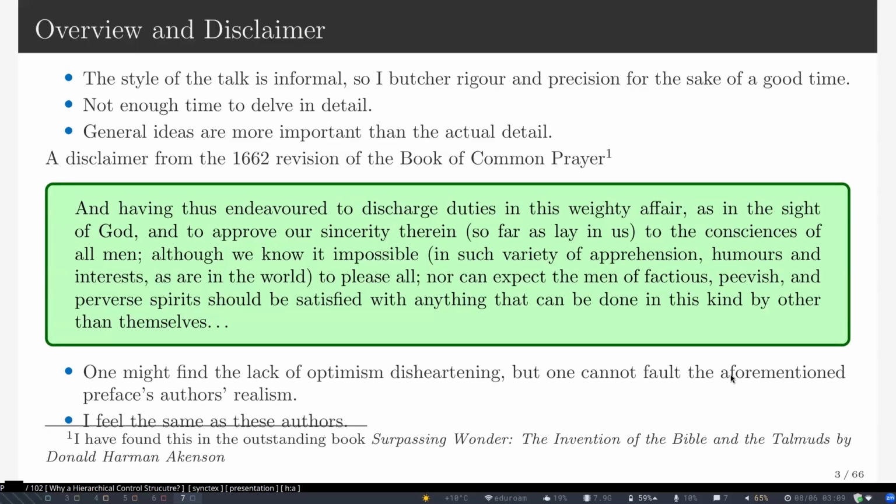Another disclaimer, there is this Canadian connection. Donald Harmon Akenson, he's a classicist from Queen's University. He has a great book called Surpassing Wonder, the invention of the Bible and the Talmud. And in the introduction there is this line, which is great. It's from the Book of Common Prayer, 1662. It's one of the most depressing things I've read in any book, that an author begs forgiveness for any mistake that they're going to make. And you're going to disagree with me, but I tried. So have that in mind. And how do I go to the next slide? Here we go.